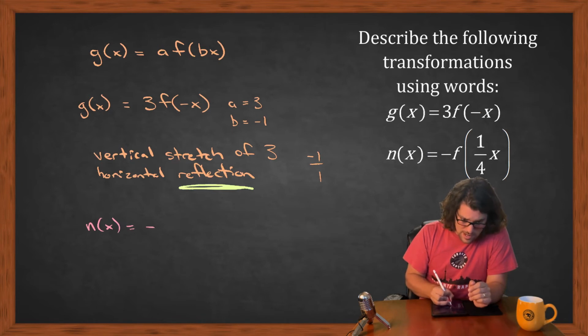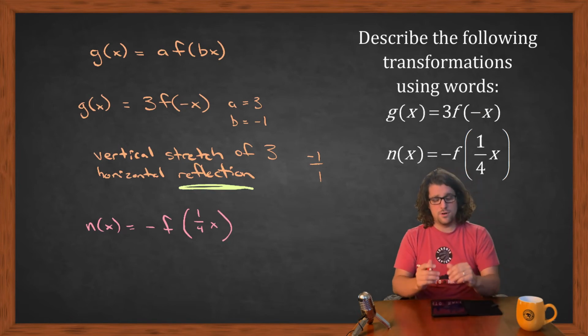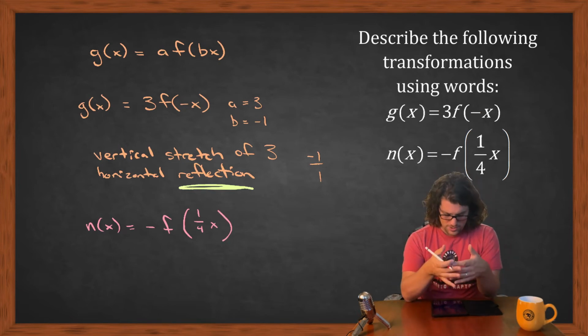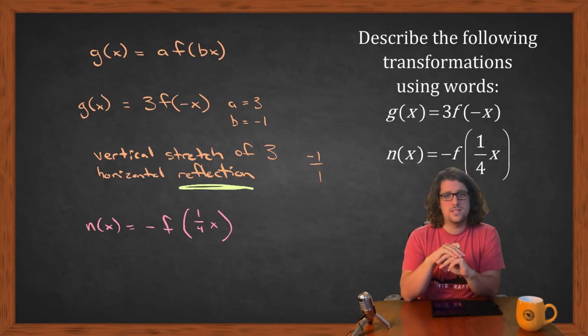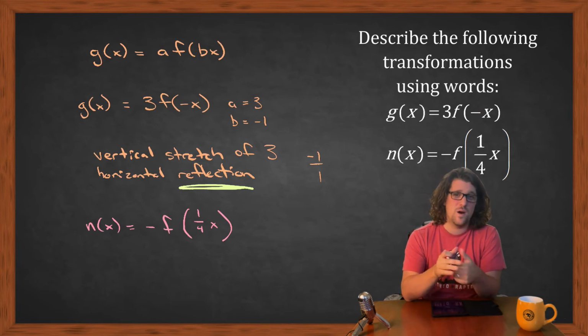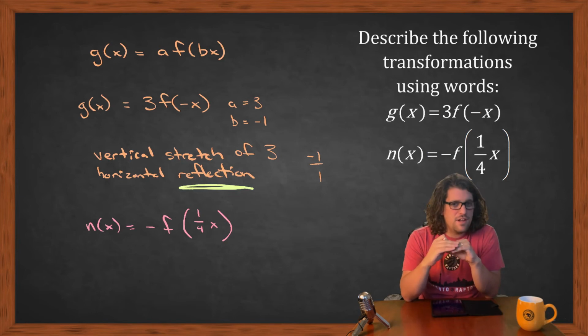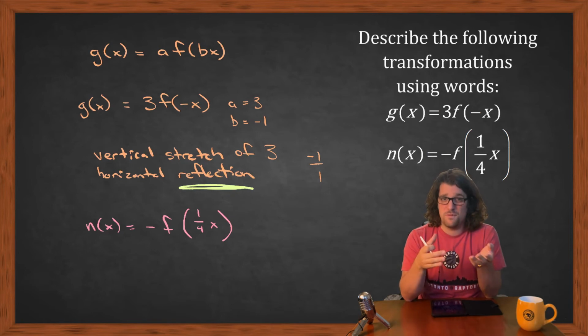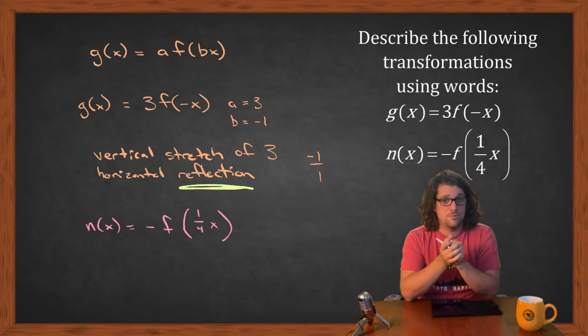All right, so I'm going to go ahead and get the next one, which is n of x is equal to -f of 1/4 x. All right, so first of all, we also in this case are experiencing a negative sign. It's in the other spot, which is in the a value position. So we're probably expecting that this is going to make it so that there is a vertical reflection. And if you think that, then you're right.